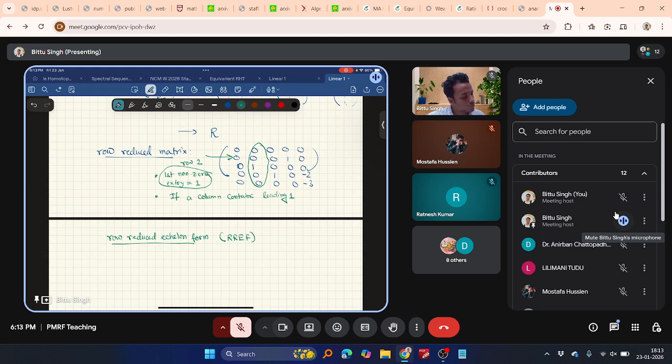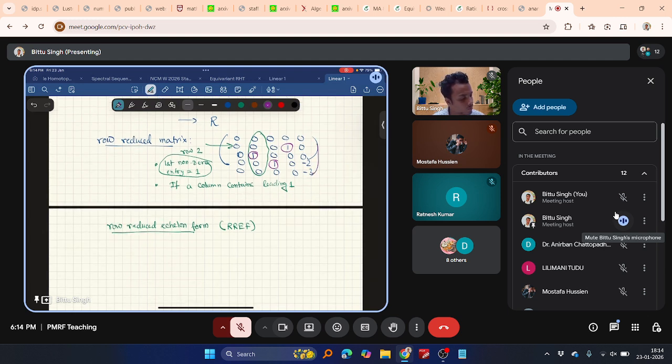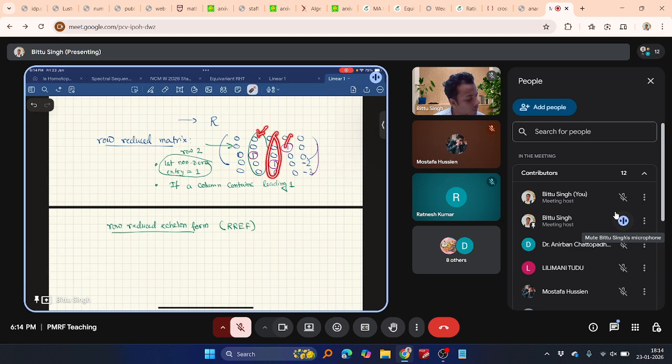In this case, those leading entries, for example, this one is a leading entry of row 2, and this is for row 4. So those entries are in ascending order, strictly ascending order. It means the column position of this leading entry, for example, appears in column 1, column 2, it appears in column 3, but it appears in column 4.